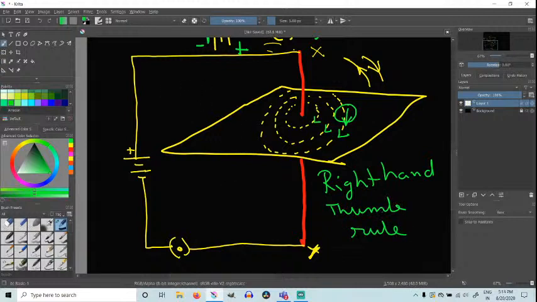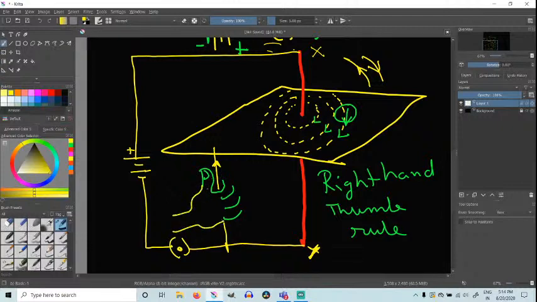I imagine myself holding a conductor in my hand such that the thumb is pointing in the direction of the electric current. It means if this is my conductor and the electric current is upwards, then the thumb of my hand should point upwards. Then the curl of my fingers will give the direction of the magnetic field lines.